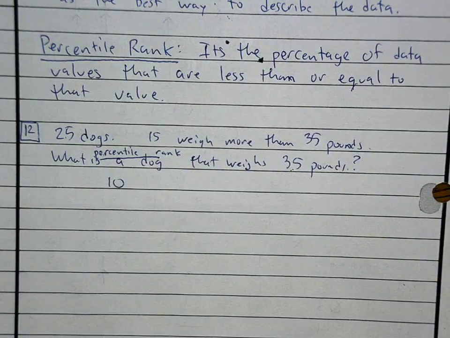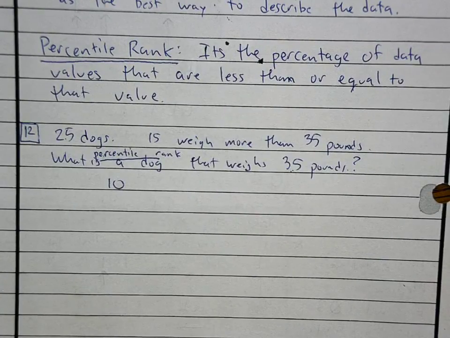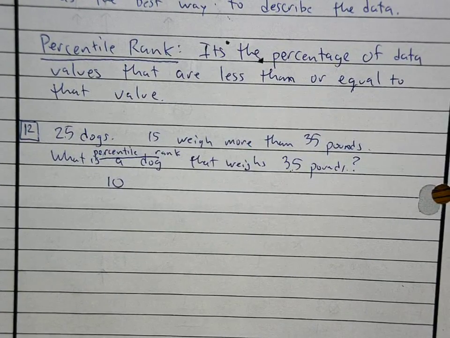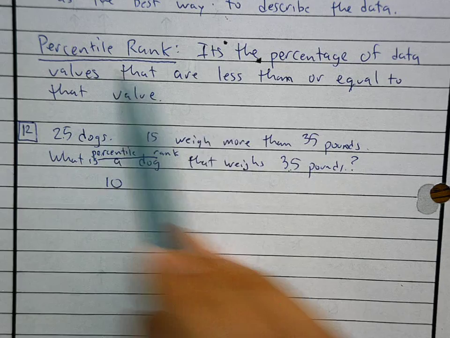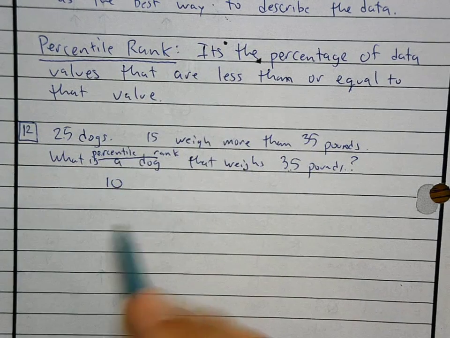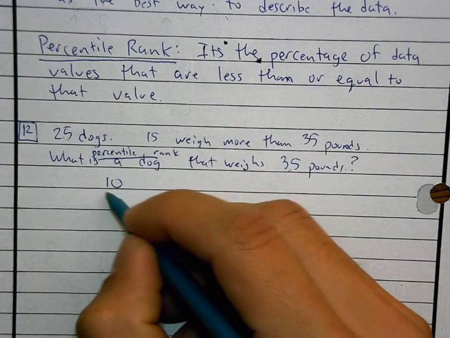So Ray was not right. It's okay. Don't worry. That's why we are learning. This is what the class is about. It's learning. Sometimes we make mistakes. Don't forget what the definition says. It's who are less than or equal to that value. There are 10 that weigh less than 35 pounds, and we divide it by how many dogs do we have?